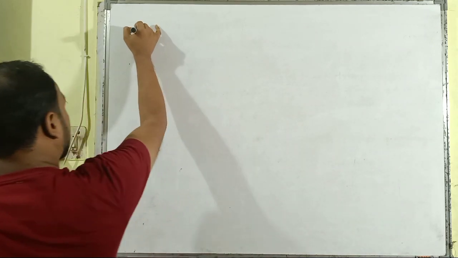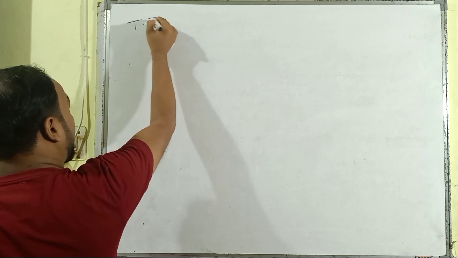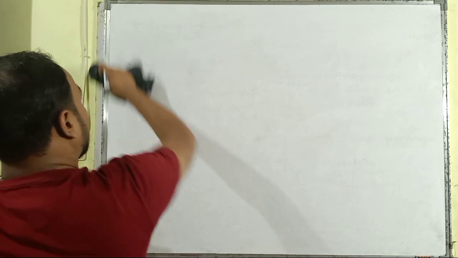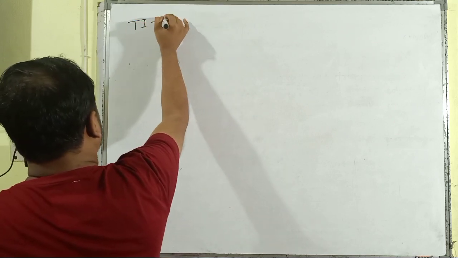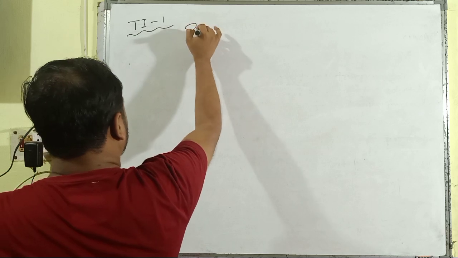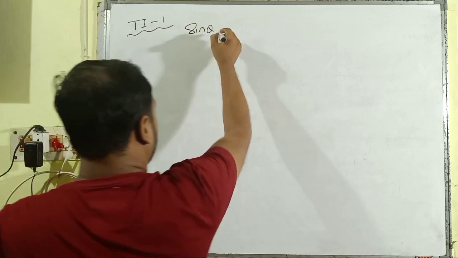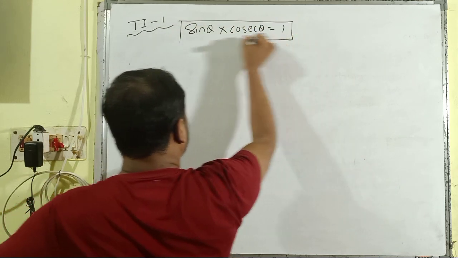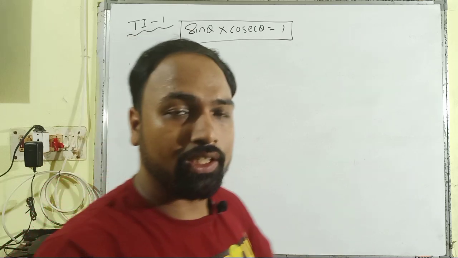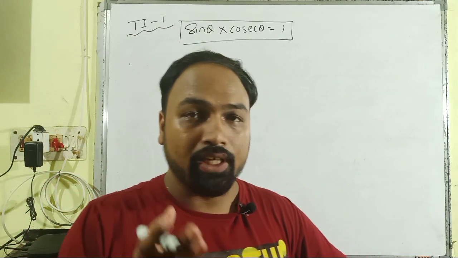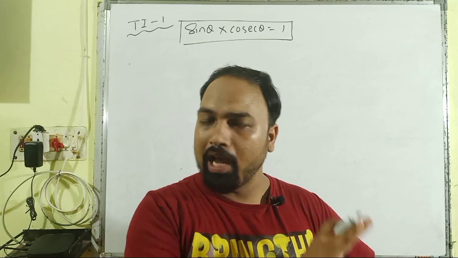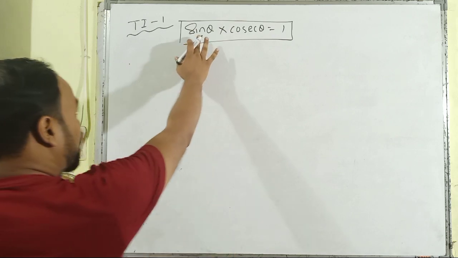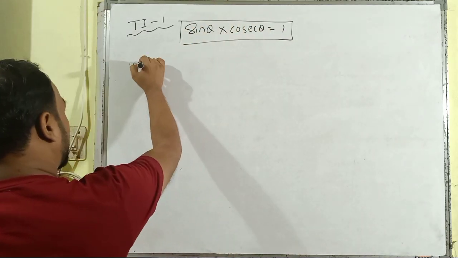The first trigonometric identity, where T is for trigonometric and I for identity, is identity number 1. We have to prove that the multiplication of sin theta into cosec theta is equal to 1. But remember that we are discussing trigonometric identities based upon the first quadrant only. We have not gone through the second, third and fourth quadrants yet. So the multiplication of sin theta with cosec theta is 1. Let us prove it.